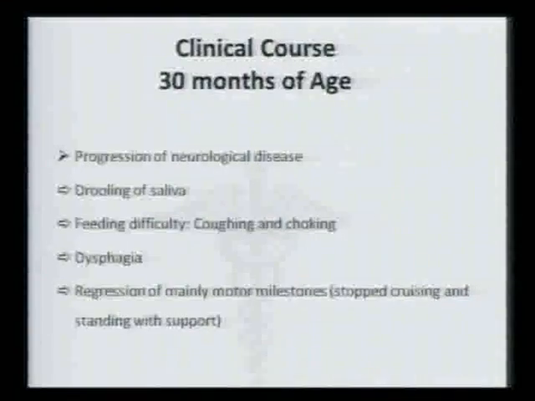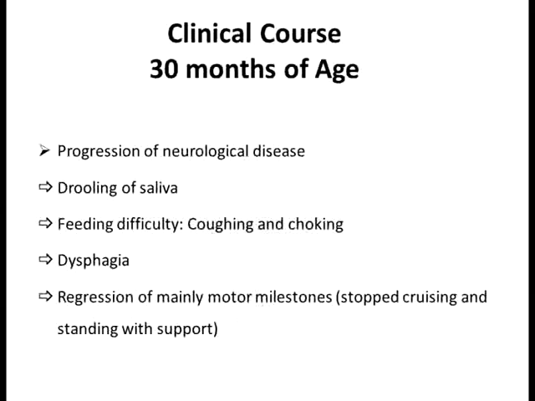With the further course, the child has a progression of the neurological disease. There was drooling of saliva, difficulty in swallowing, coughing and choking during deglutition, and now a regression of the milestones, mainly the motor milestones. The child has now stopped cruising and standing with support at 2.5 years of age. This is very obviously regression.